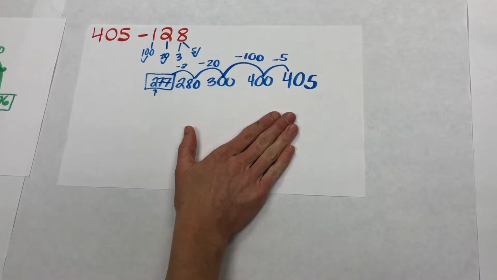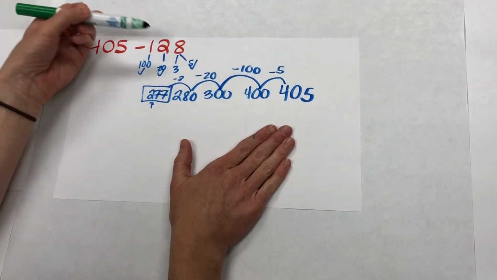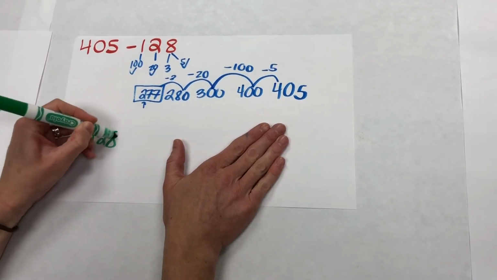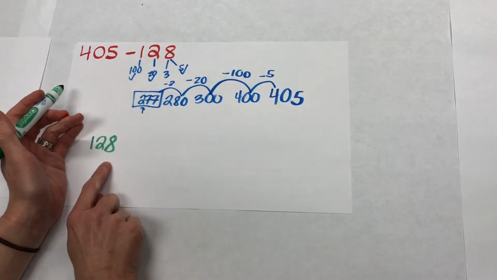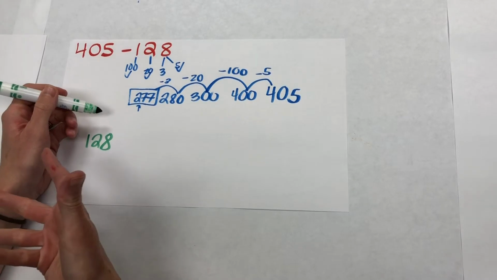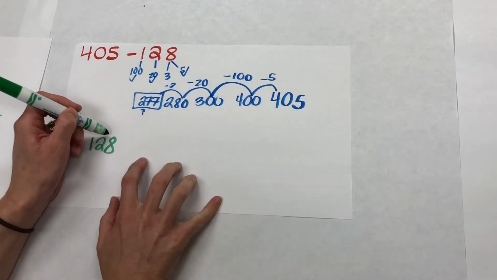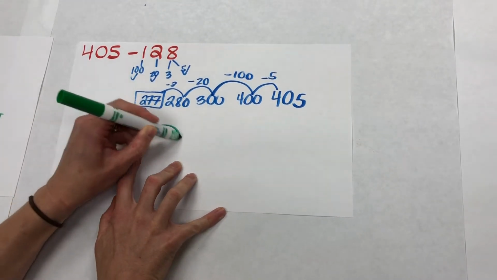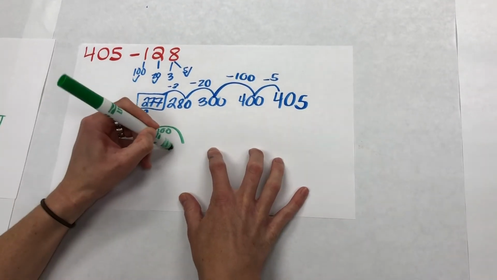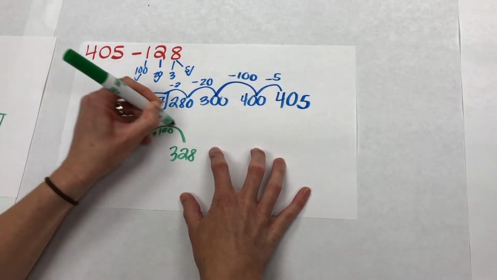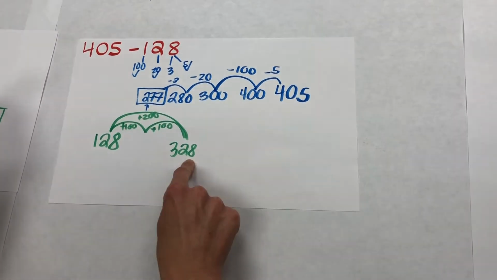So let's take the same problem and let's think addition instead. If I want to relate subtraction to addition, I would actually start with 128, and I'm going to count up to 405. So I'll start from here, and I'm actually going to go by larger values. So I'm going to think about how many hundreds I can go to get close to 405. I know that I can go 2 hundreds. 3 hundreds would get me over. So that would get me to 328. Or I could have made one single jump of 200 to get me from 128 to 328.